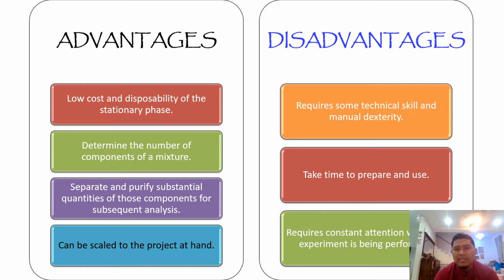Meanwhile, disadvantages: it requires some technical skill and manual dexterity, which is where you have to really perform well, hard skill. If not, you might make the slurry wrongly, put the slurry in wrongly, and then it will get trapped inside, making the separation more difficult. And then it actually takes time to prepare and use, and requires constant attention while the experiment is being performed, because the experiment takes a long time, not a short while.